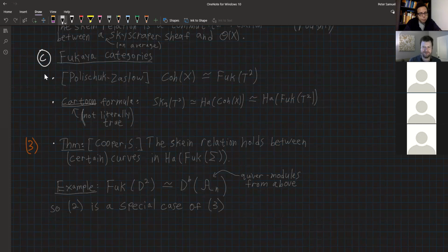So this part C is about Fukaya categories. I don't have time to say very much, but just very roughly: if I have some symplectic manifold Y, the Fukaya category is some category defined using Lagrangians in Y. The objects in the Fukaya category of Y are Lagrangians.